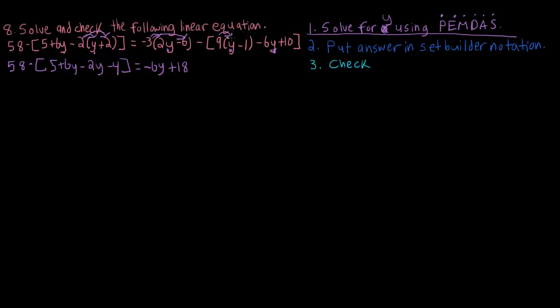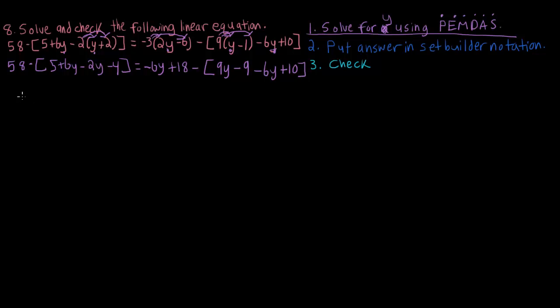We can start by distributing the 9 with y minus 1. So we have minus bracket 9 times y is 9y. 9 times negative 1 is negative 9. And then minus 6y plus 10. Close the brackets. Yeah, that's a plus. Want to make it clear.